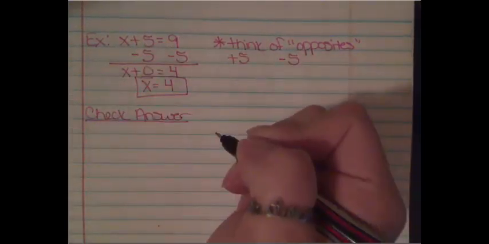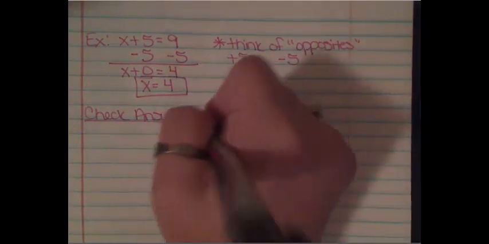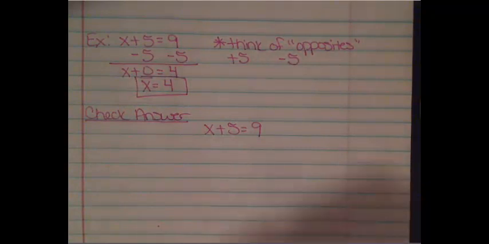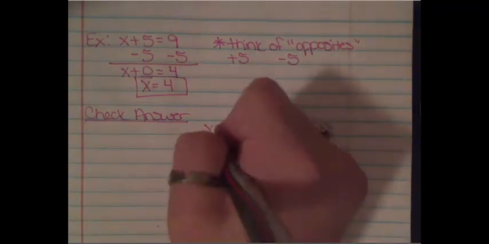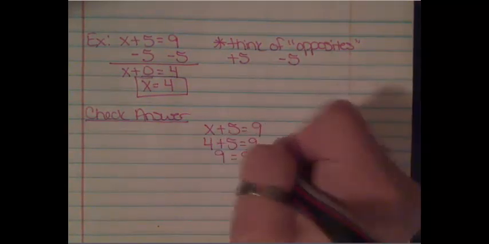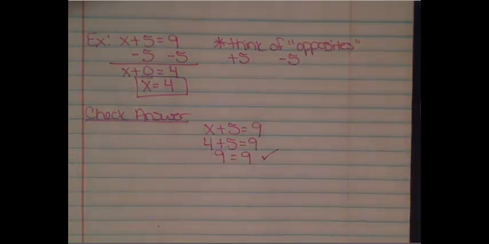Now, let's make sure and check our answer. So when we check our answer, we have x plus 5 equals 9 was our problem. So now anywhere that there's an x, we're going to plug in 4. And we get 9 equals 9. That's true. So that means the answer of x equals 4 is right. Okay, let's do another one.